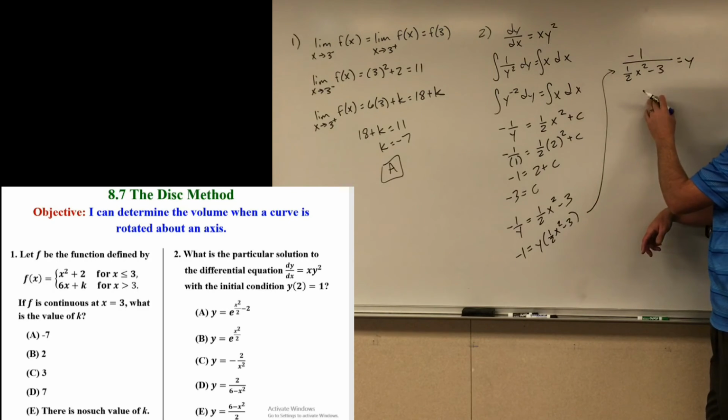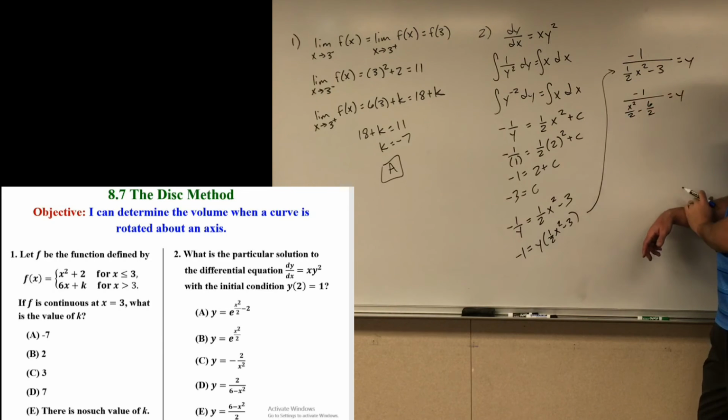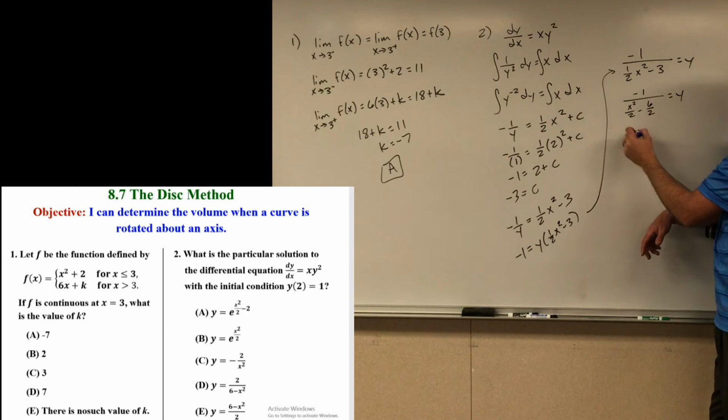Okay, so let's get a common denominator here. So we end up with negative 1 over x squared over 2 minus 6 over 2. Are you okay with that? Yeah, so we've got negative 1. I'm going to just rewrite this. x squared minus 6 over 2. Now what?